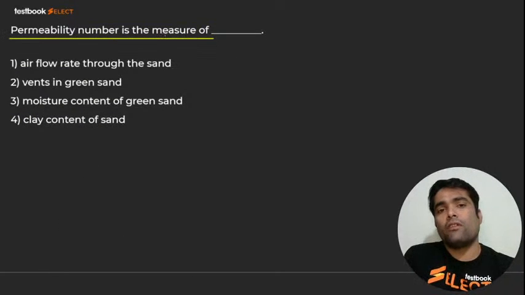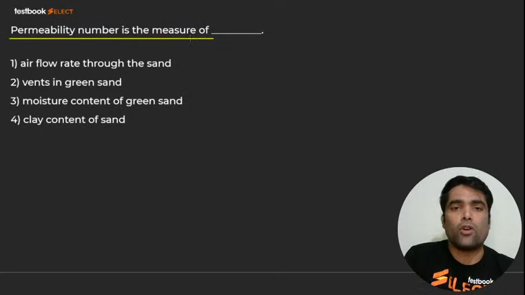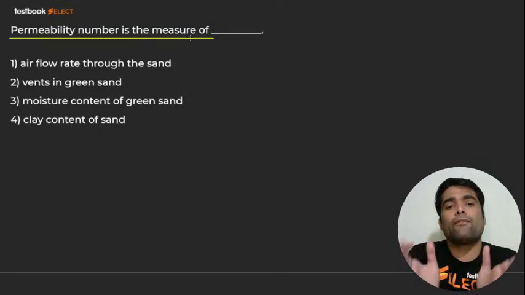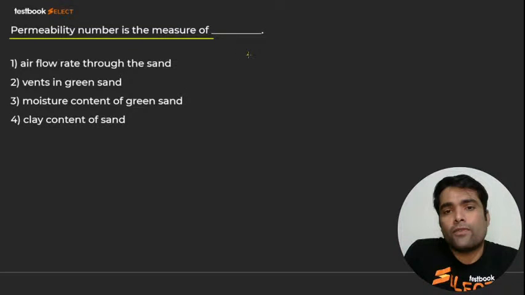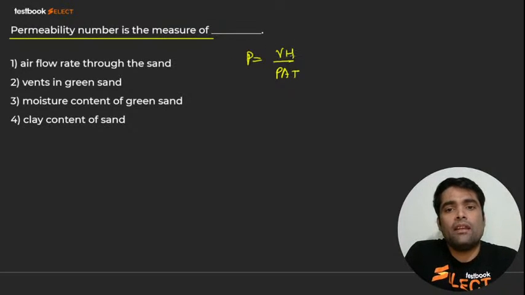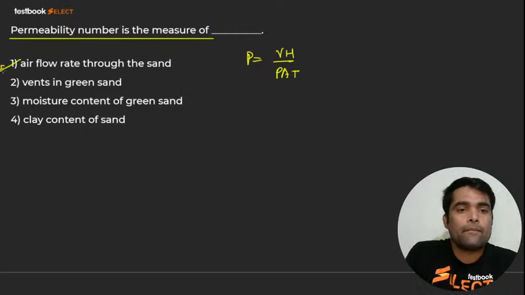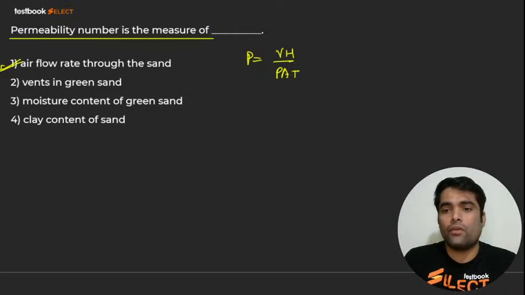Permeability number is the measure of what, my dear? Air flow rate through the sand. And its formula is given by VH by PAT. V is the volume of air, which is 2000 cubic centimeters. H is the height of the specimen, T is time, A is the area of the specimen, and P is pressure. Very good.